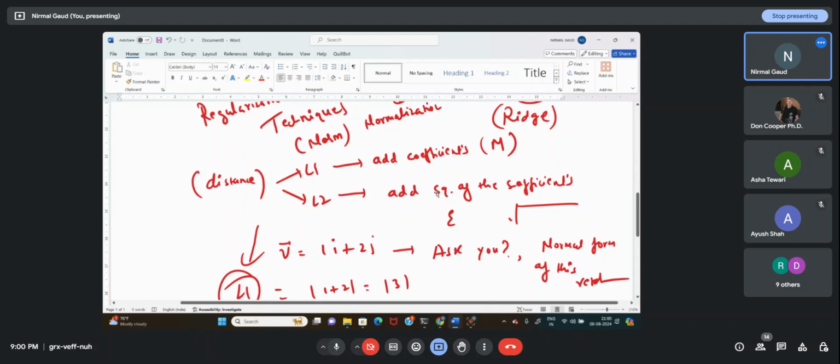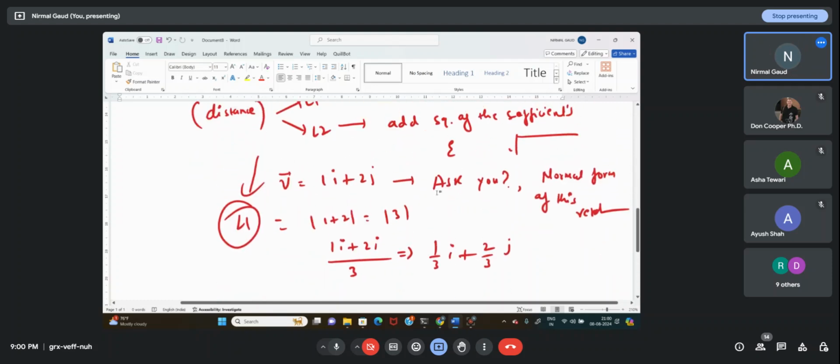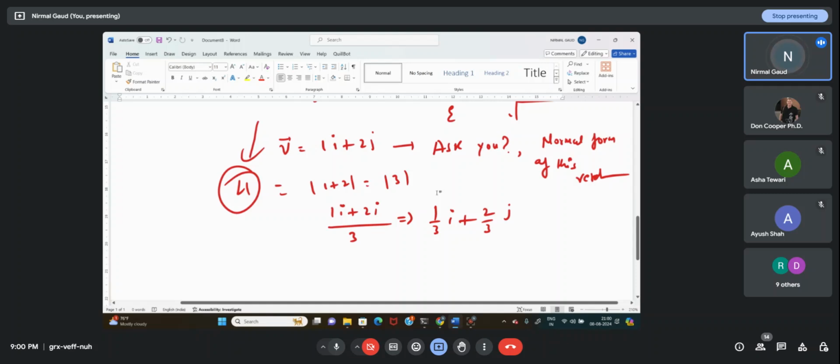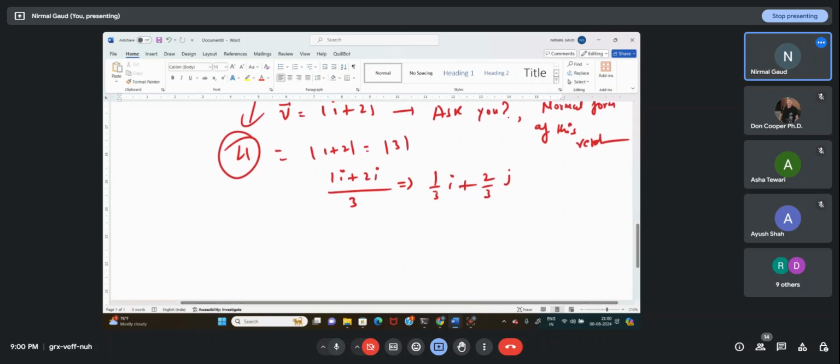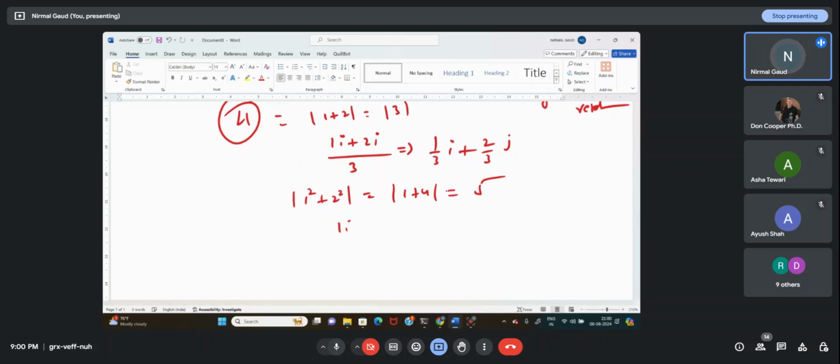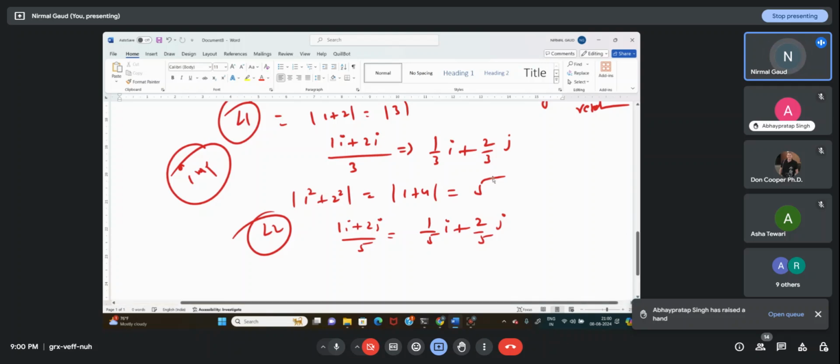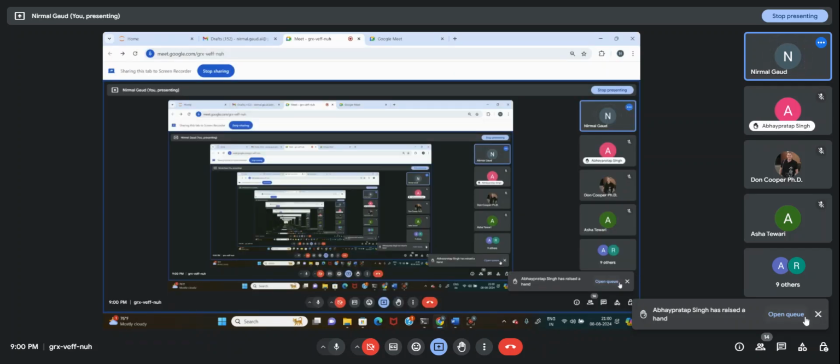Okay, fine. And if someone asks you again to give a normal form of this, now using L2, what you have to do, for the same vector, is perform 1 square plus 2 square, that is 1 plus 4, that is 5, and divide the vector by 5. So 1i plus 2j divided by 5, that is 1 by 5i plus 2 by 5j. This is L2. And the concepts which I told you so far are very much important: normalization, regularization.